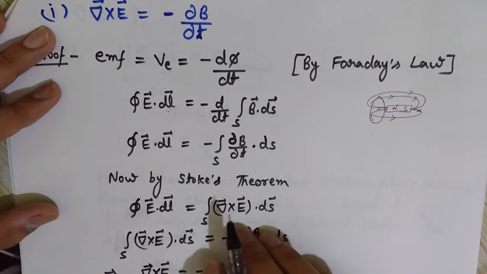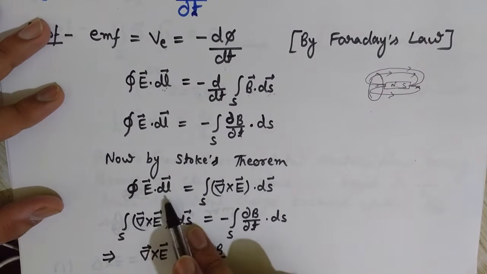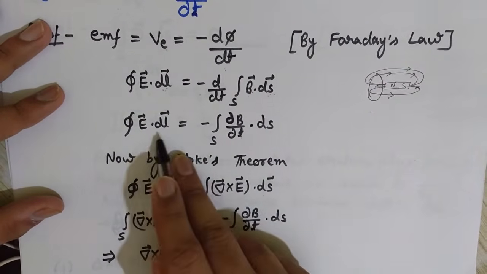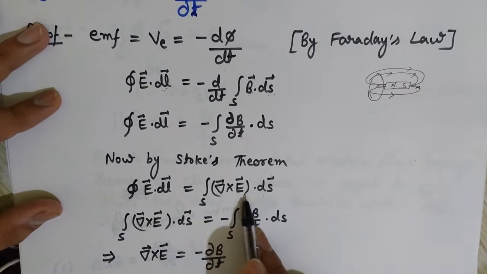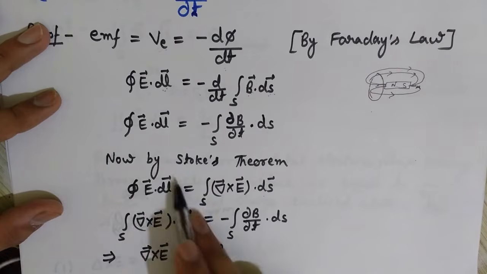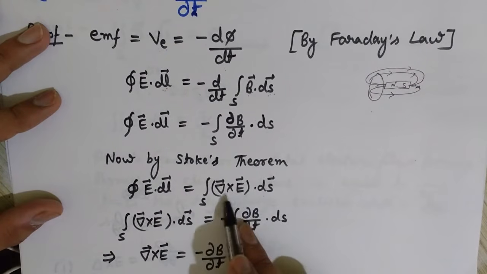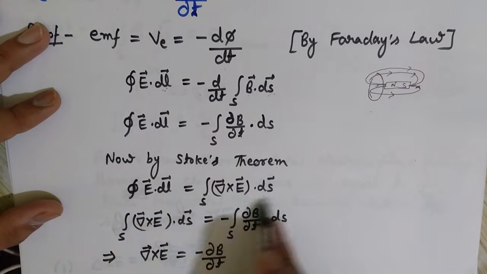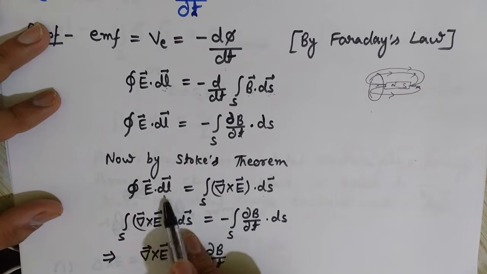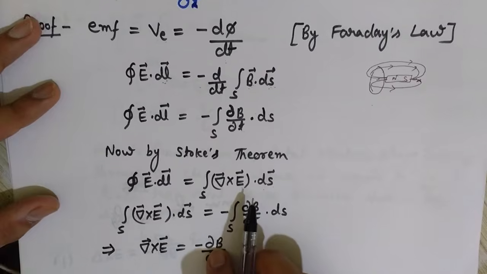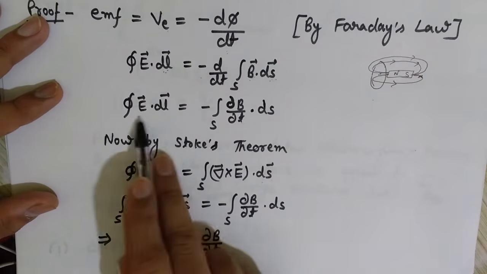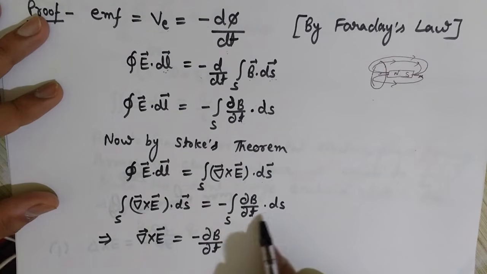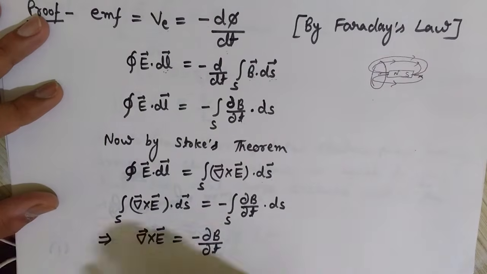Now by the Stokes theorem, what is the Stokes theorem? According to Stokes theorem, we can change the line integral into the surface integral. So we can change this integral E dot dl into curl of E dot ds. It is a line integral, and when we take its curl, it converts into the surface integral. So this is a very important theorem known as Stokes theorem. So we have changed this integral E dot dl into curl of E dot ds, which equals minus integral del B by del T dot ds. This is a surface integral.